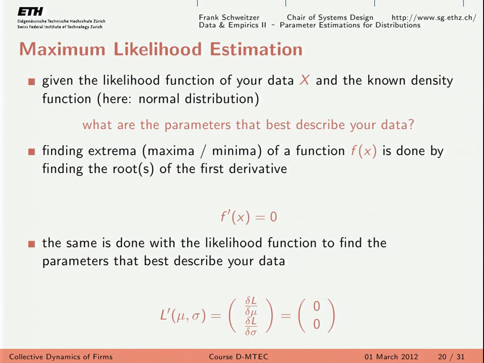If you want to determine the maxima of a function, what do you do? Yes, you take the first derivative and set it to 0, right? That is the same thing we do here. We take the first derivative of the likelihood function and set it to 0. Now the likelihood function depends on two parameters, mu and sigma. So we have two derivatives here, which we have to set both to 0, right?